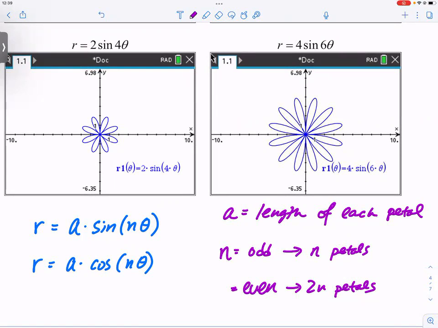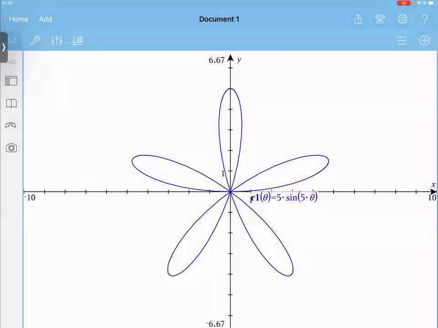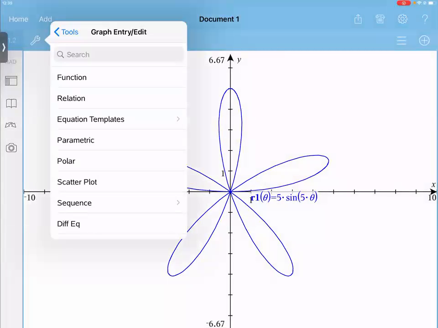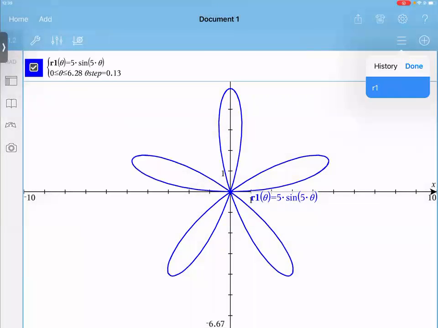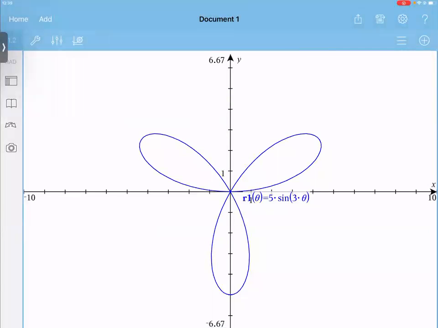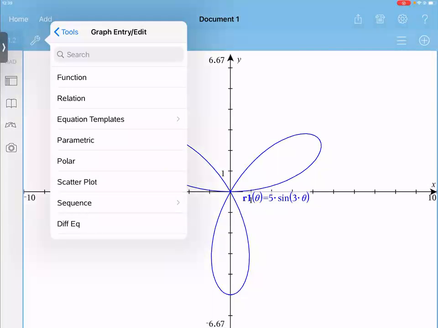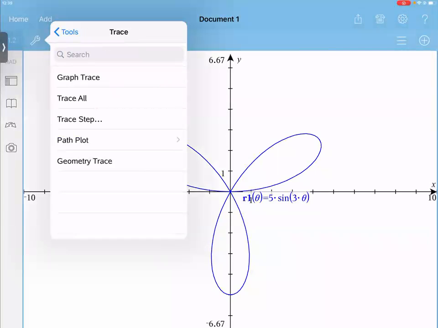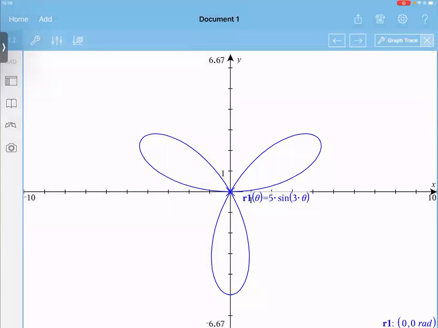Now, this actually will help you answer some questions. If you look at this graph, let me make it simpler. Let me go ahead and change the coefficients, change the n to a 3. So let's just say we have this 3-petal rose right here, and I'm going to do a trace function. Trace, graph trace. Okay. Now, if you look at the bottom right-hand side of the screen, it says 0 radian. So at 0, and this is a sine function, it starts in the middle.